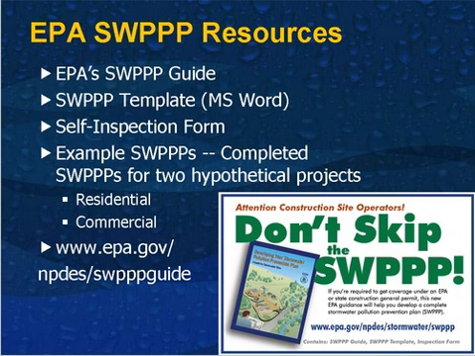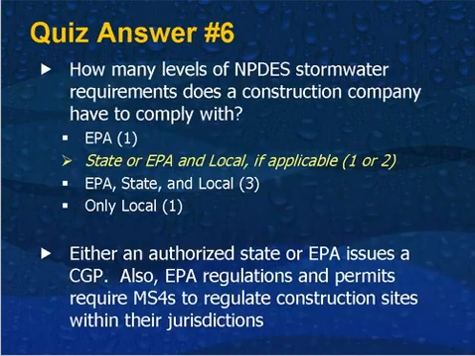And now, John, I think we're at quiz answer number 6. Is that correct? That is correct. Okay, and number 6 here is how many levels of NPDES stormwater requirements does a construction company have to comply with? And as you can see, the correct answer there was B, which is EPA or state, because the permitting authority is either an authorized state or it's EPA, so that's an or, and local if applicable. So the correct answer is 1 or 2 levels.